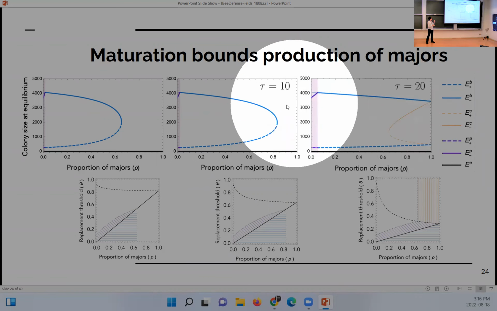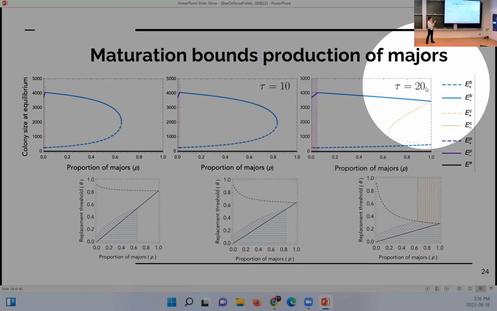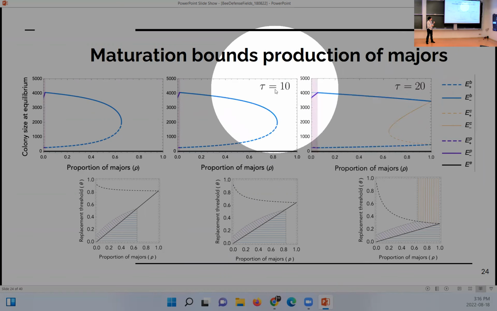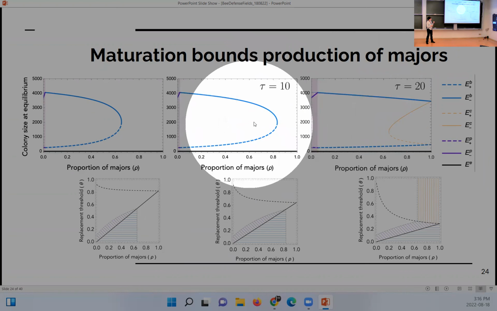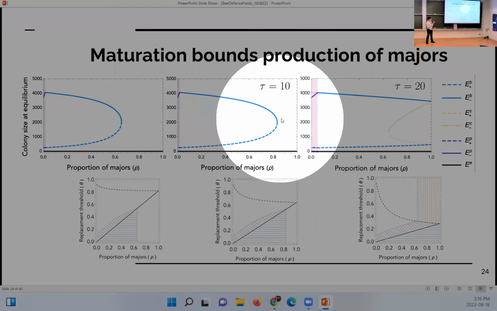If I reduce the maturation time to 10 days, the bees usually live like 28 or 25 days, so it's like in the end of their lives. So if I reduce the maturation time to 10 days, then that might actually mean that for higher proportions of majors, I won't have the existence condition met for the base system. So the colony may not sustain a large number of majors at all.